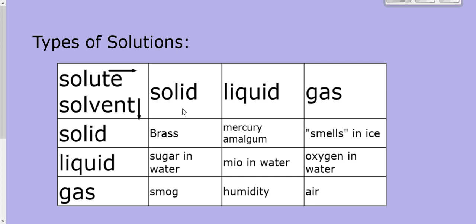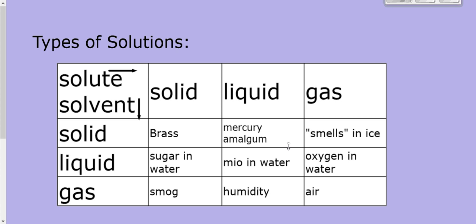For example, a solid dissolved in a solid could be something like brass. Brass is copper and zinc dissolved in each other. Both substances are solids, so both our solute and our solvent is a solid. Mercury, which is a liquid, can also dissolve into other metals. It makes a form of amalgam. This would be an example of a liquid dissolving into a solid.